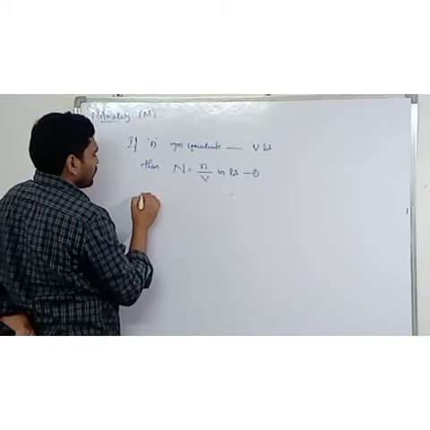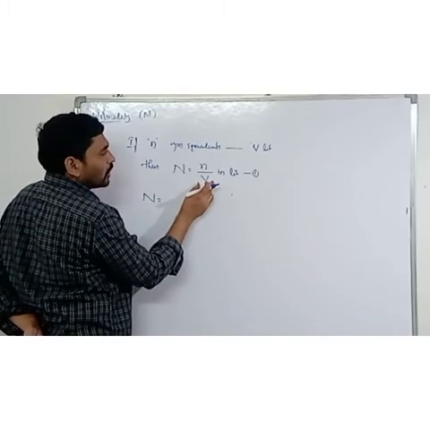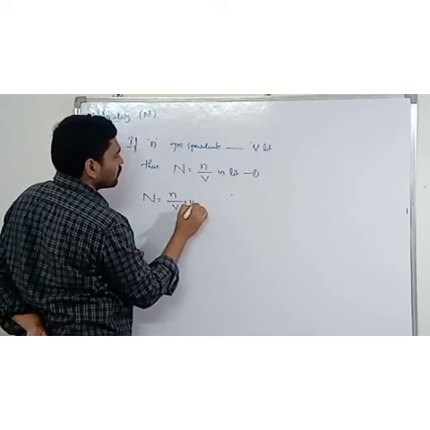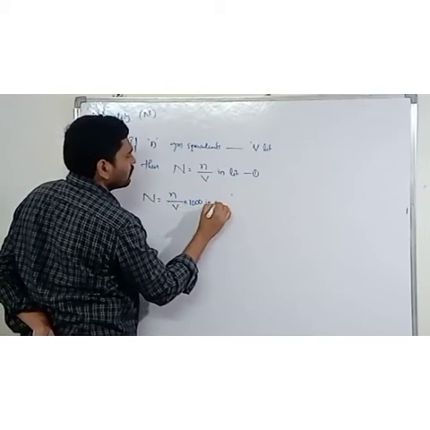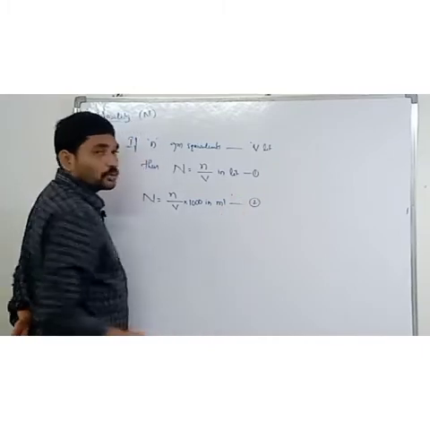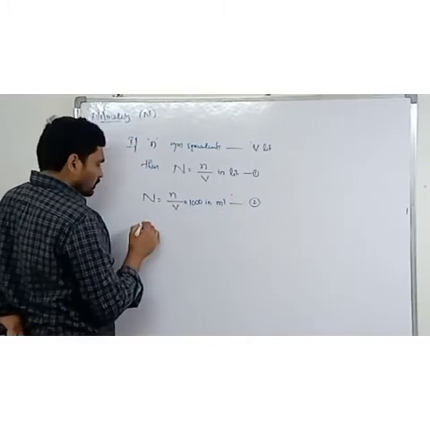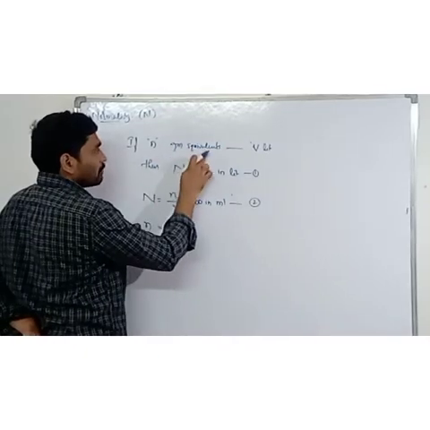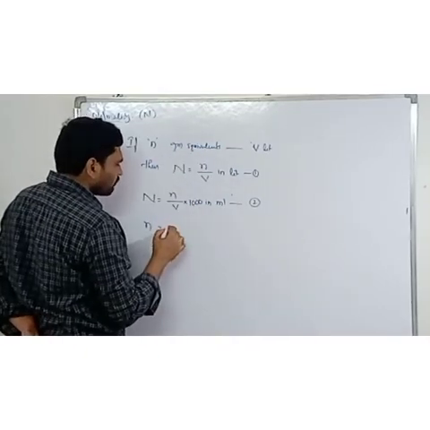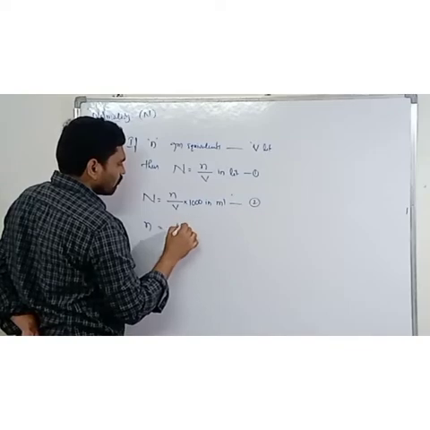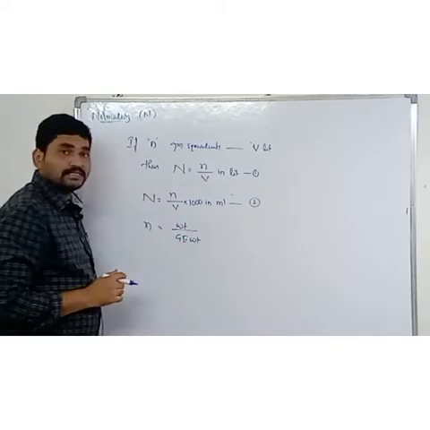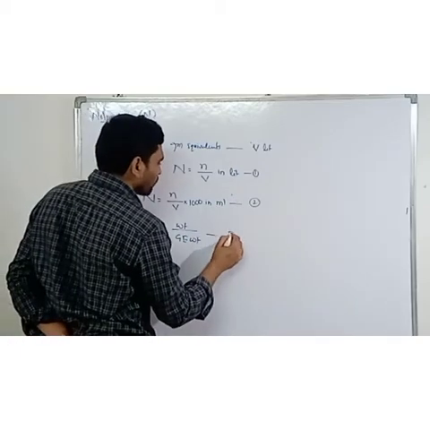Next, capital N equal to n by V into 1000, when the volume is taken in milliliters. Equation 2. Here small n is the number of gram equivalents, which equals weight by gram equivalent weight. That is the n value. It is the third equation.